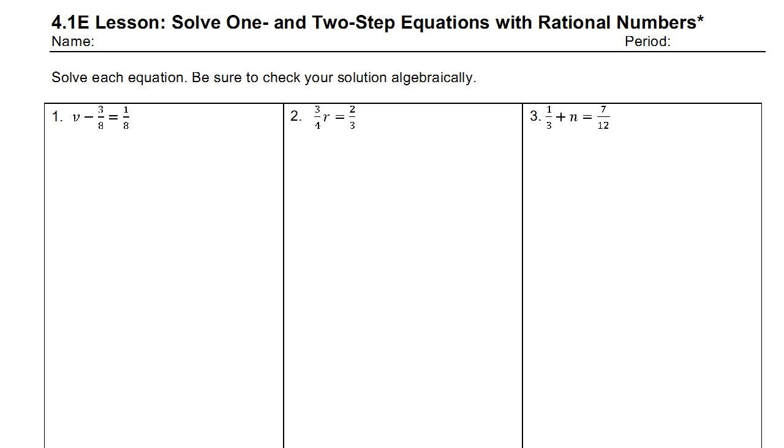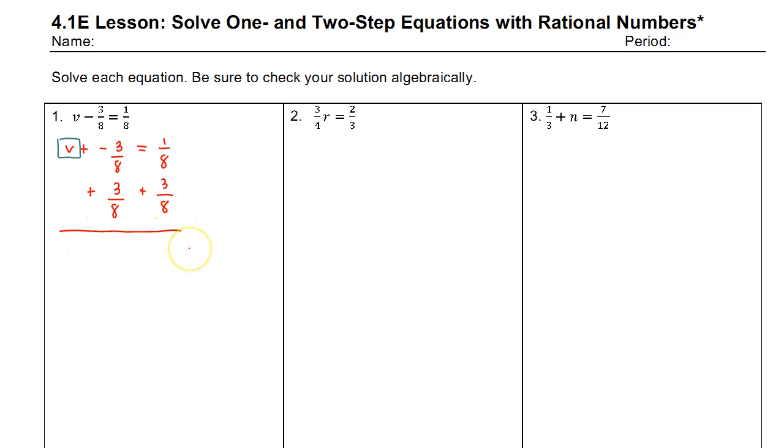For problem number 1, I notice it's subtraction, so I want to rewrite it as addition. So v plus negative 3/8, using my definition of subtraction, equals 1/8. So remember, the goal is to isolate my variable on one side. So I want to isolate v on the left side. And I can make that happen if I add the opposite of negative 3/8 to both sides. So I'm going to add positive 3/8 to both sides.